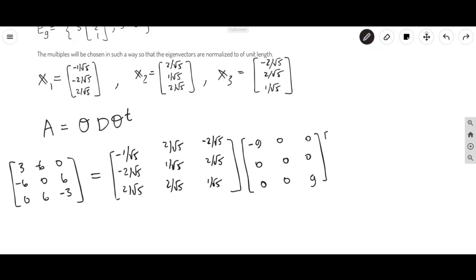And then you need the inverse of the matrix. Well, the good news is this is an orthogonal matrix. Its inverse is very easy to find. You just take the transpose of this, or if you prefer, you just arrange these as rows instead. So that would be minus 1 over the square root of 5, negative 2 over the square root of 5, 2 over the square root of 5, and then you would have 2 over the square root of 5, 1 over the square root of 5, 2 over the square root of 5, and then you have negative 2 over the square root of 5, 2 over the square root of 5, 1 over the square root of 5.